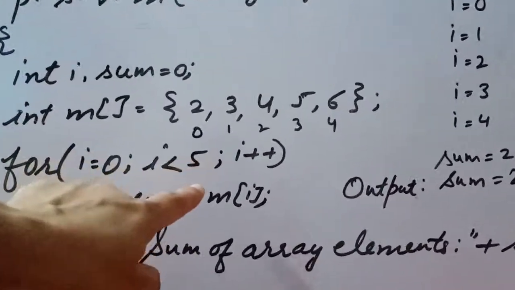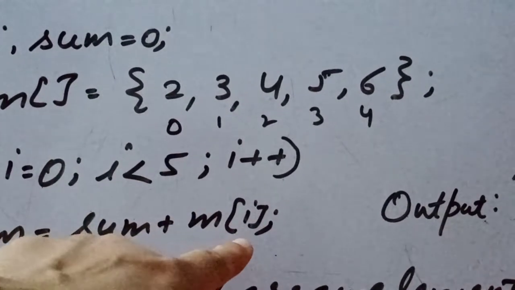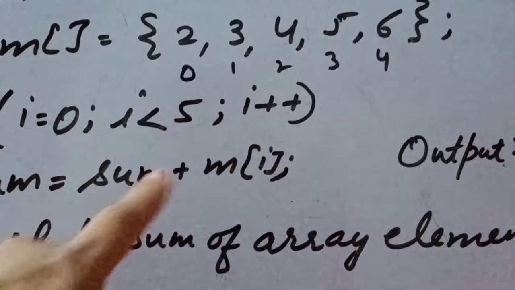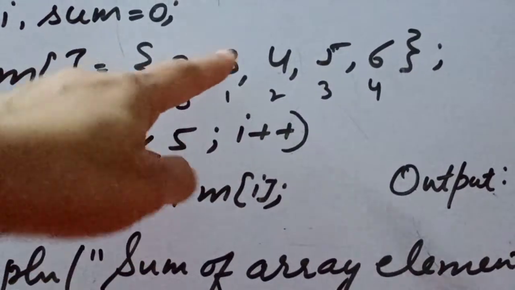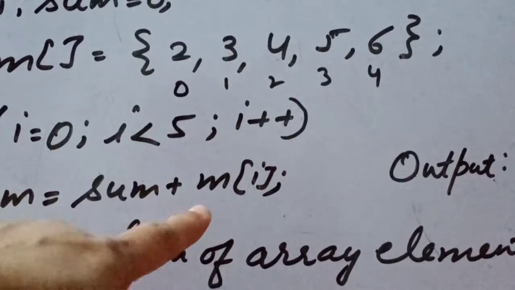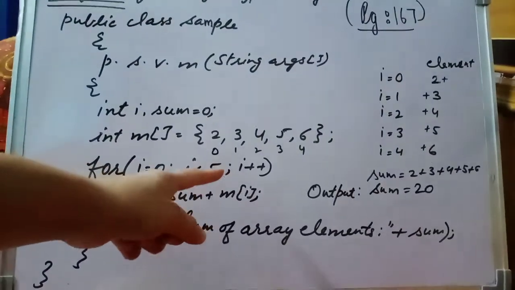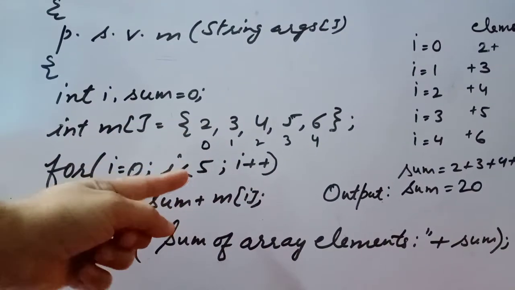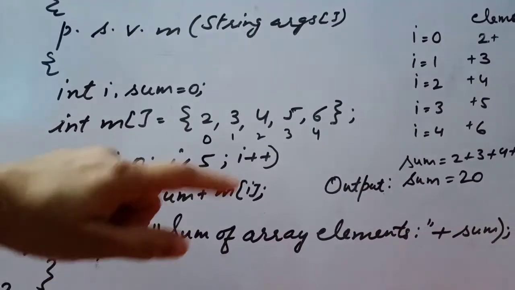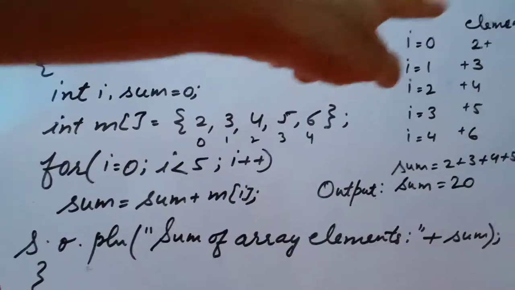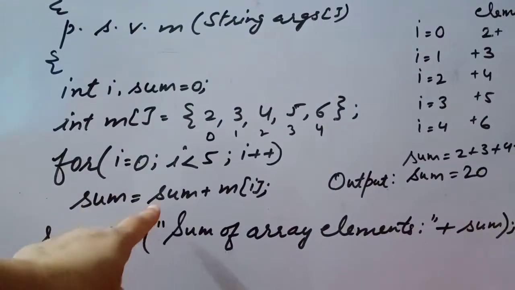So 1 is less than 5. So M1 will be added in sum. What is on M1? 3. So 2 plus 3. Next I plus plus means we will go for the next value. That is 2. What is on 2? I2, that is 4. So 4 will be added in sum.